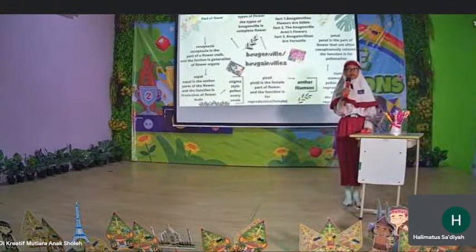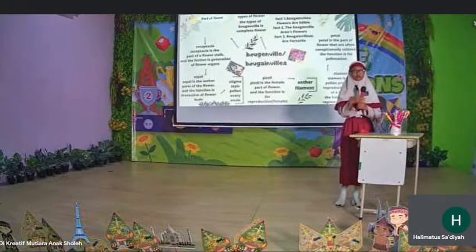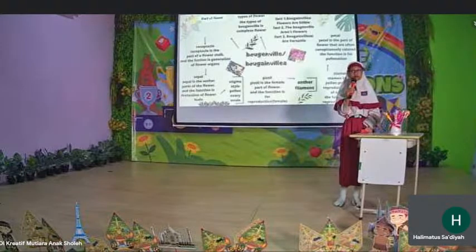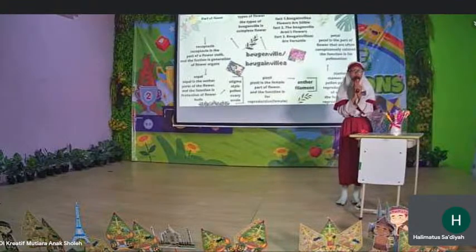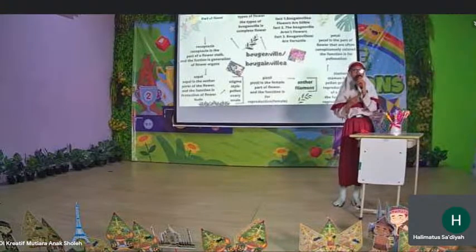Okay, Kak Dila, that was a great presentation. Ustazah has one question for you, Kak Dila. Please explain the role of pistil and stamen. Okay, thank you for your question, Ustazah, and here is my answer. The role of pistil is the ovule producing part of flower, and the role of stamen is the pollen producing part of flower.